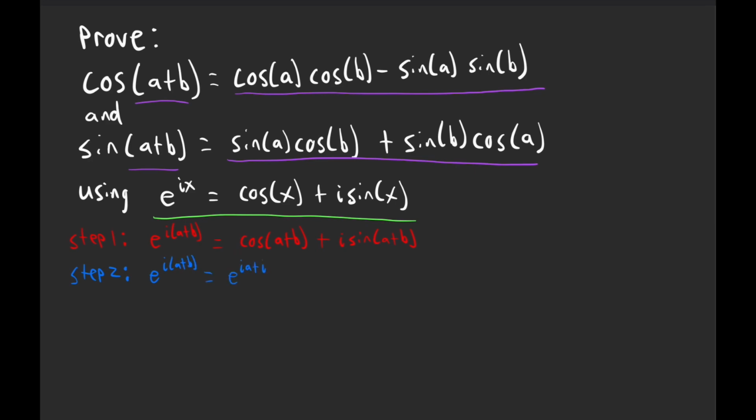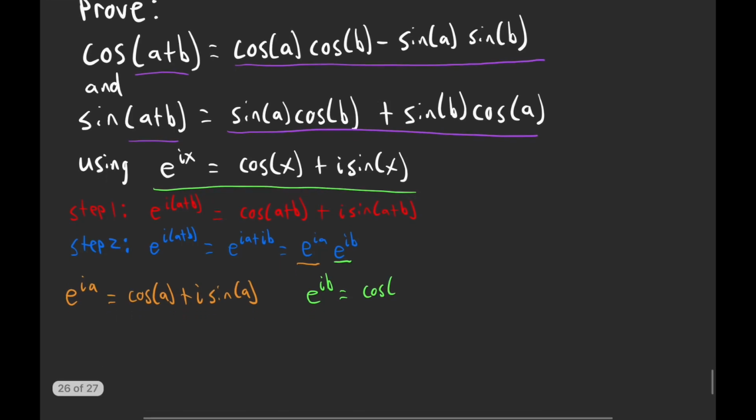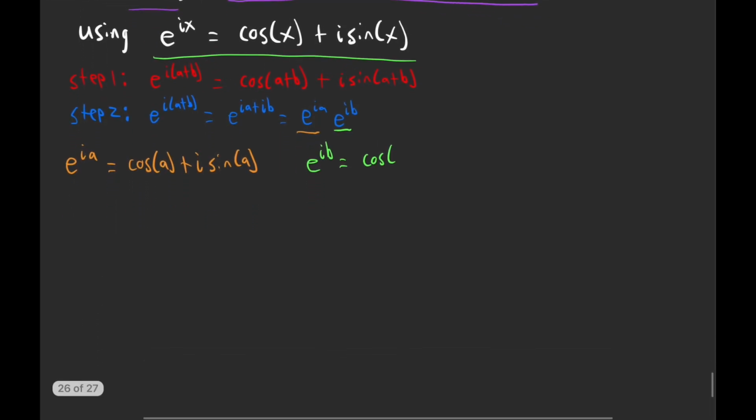In step 2, we're going to do it a slightly different way so we can get something equivalent to compare it against. So we're going to distribute the i into the a plus b and get e to the ia times e to the ib. So now for e to the ia, wherever we see x in this upper equation, we're going to be putting in an a, and for the e to the ib, we're going to be putting in a b. So we get cosine a plus i sine a, and then cosine b plus i sine b.